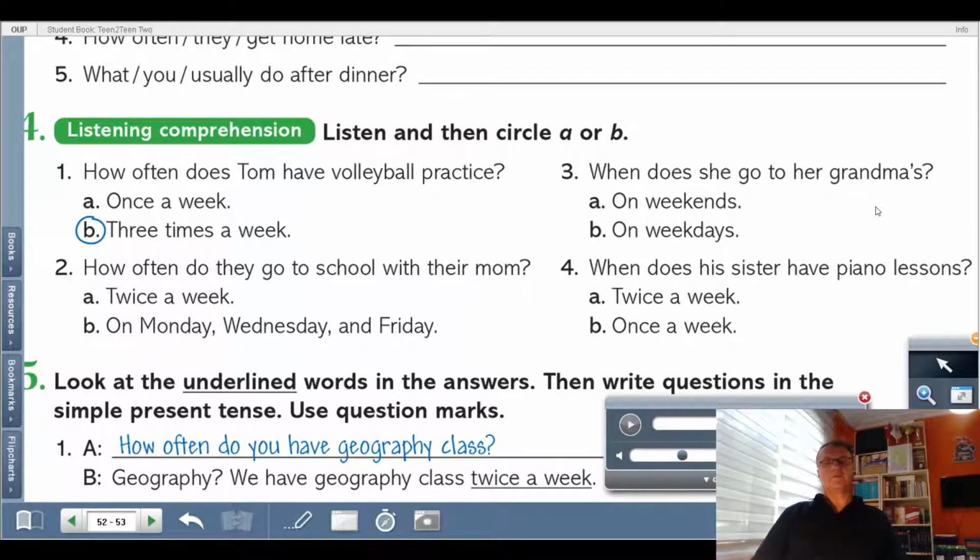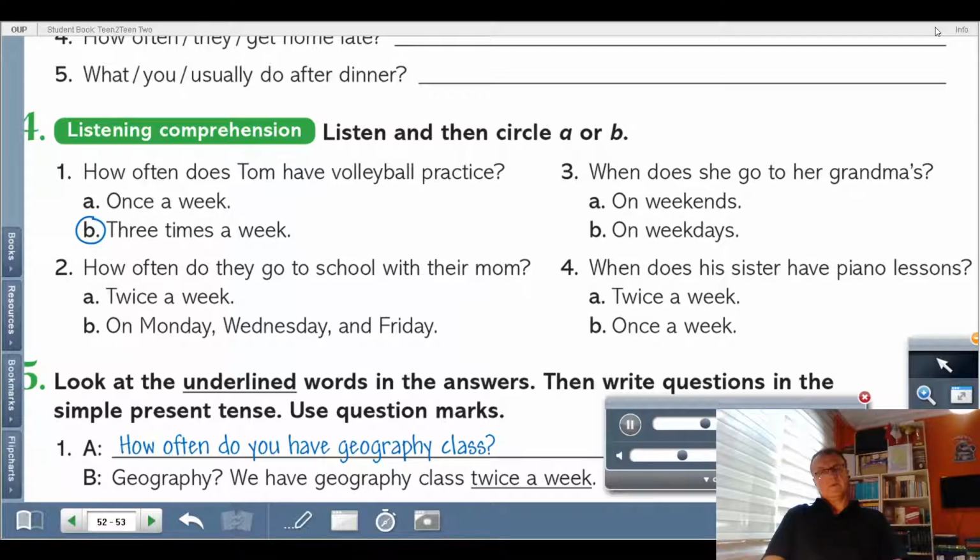Okay, let's listen the third time, and then you will be able to answer all the questions. Unit 7, Listen. Page 53. Grammar. Exercise 4. Listening comprehension. Listen and then circle A or B.